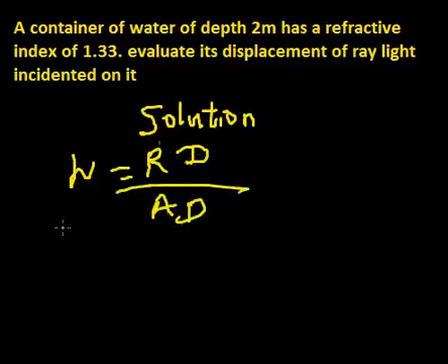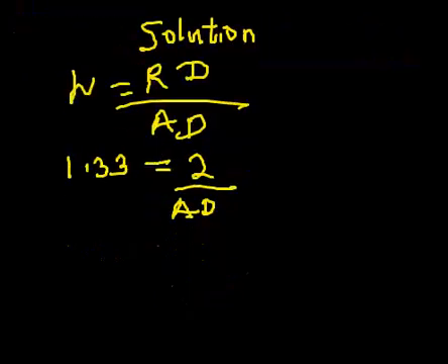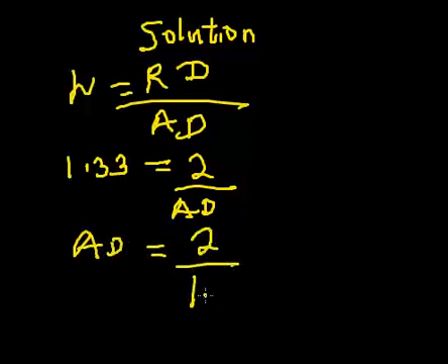So refractive index is 1.33, and the real depth of that container is 2 meters. So the apparent depth, I don't know what it is, so I have to rearrange the equation. Apparent depth is going to be equal to 2 divided by 1.33.